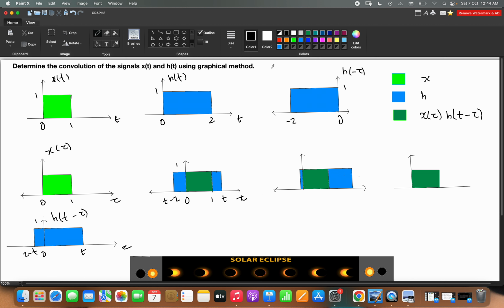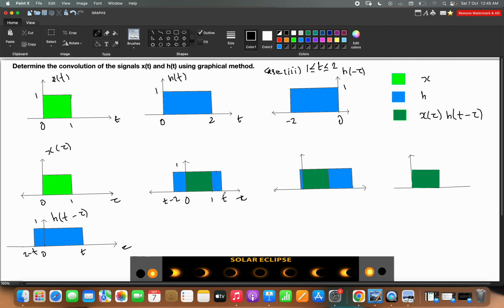Let us consider case 3. In case 3, we will consider the value of t as t greater than or equal to 1 and less than or equal to 2. So x of t, h of t and h of minus tau remain the same. Let us consider h of t minus tau. So h of t minus tau will take this shape. Overlap these two signals, x of tau and h of t minus tau, and the resultant signal will be like this.